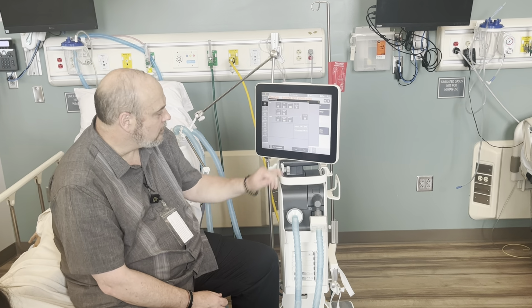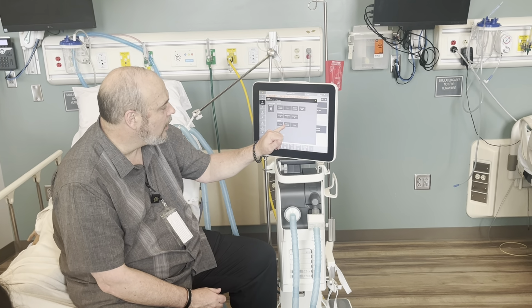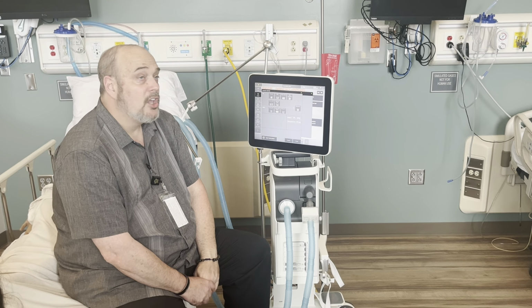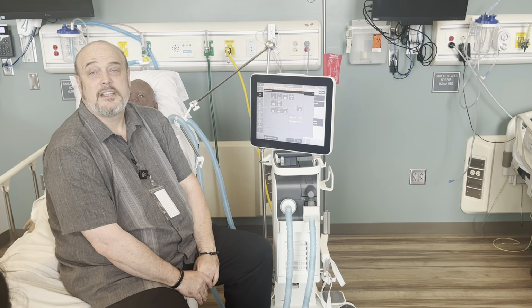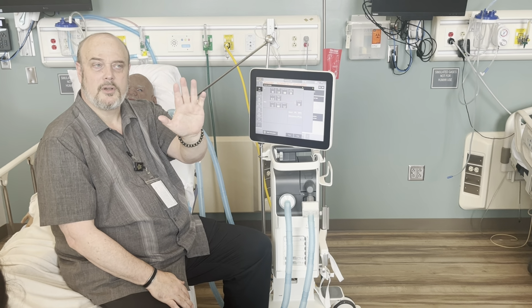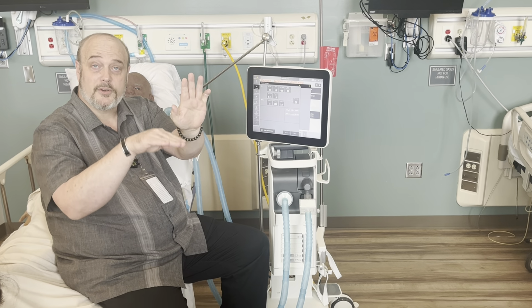But where'd it go? Oh, here we go, volume support. Okay, volume support. So in volume support, you come over here and you set a tidal volume, and basically it adjusts. Essentially, you say, hey, I want a tidal volume of 400. You're like, okay. So as the patient breathes, it'll either give them more pressure support or less pressure support to hit that target.